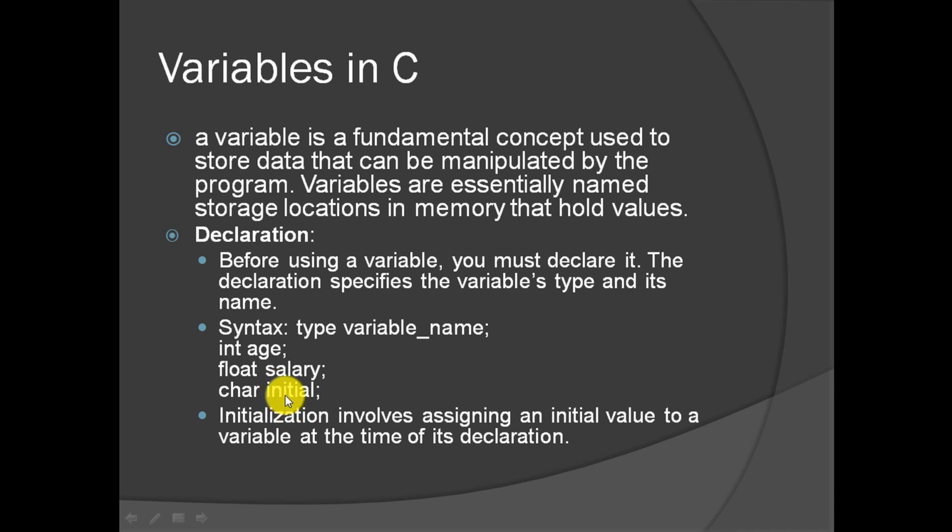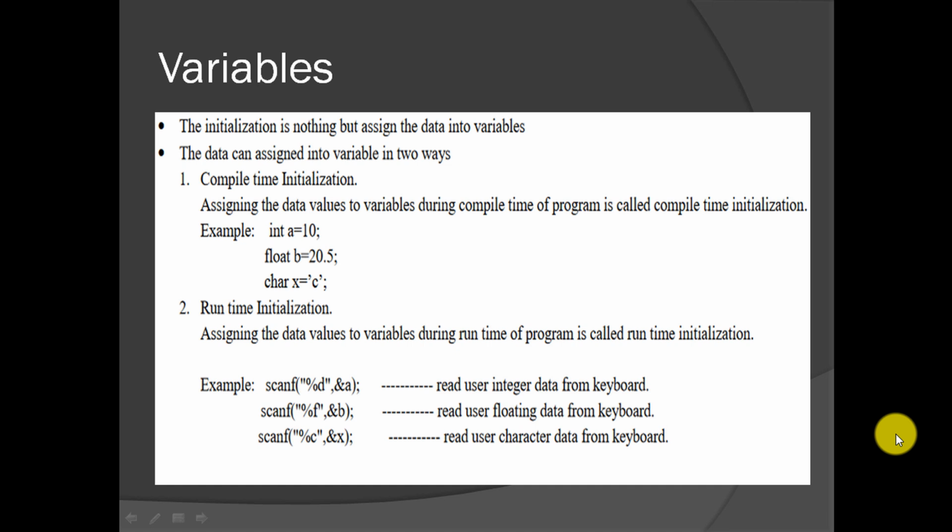So let us see what initialization is. Initialization involves assigning an initial value to a variable at the time of its declaration. So initialization is nothing but assigning a value to the variable. So initialization is nothing but assigning the data into variables. This initialization can be done in two ways. One is compile time initialization and the second one is runtime initialization.